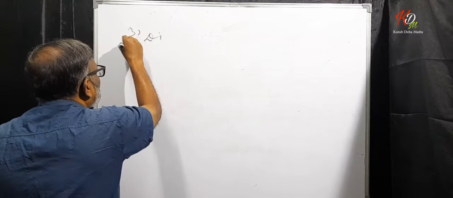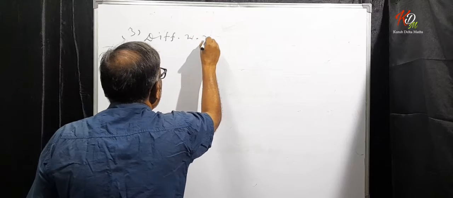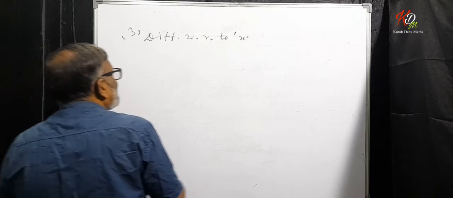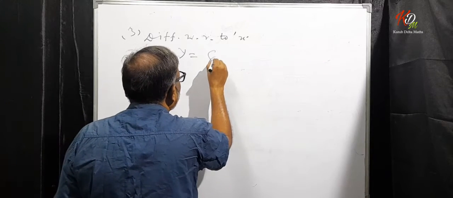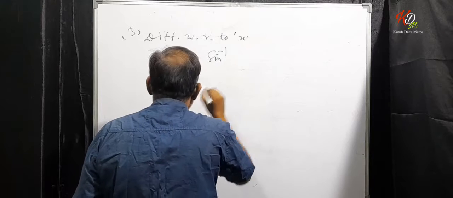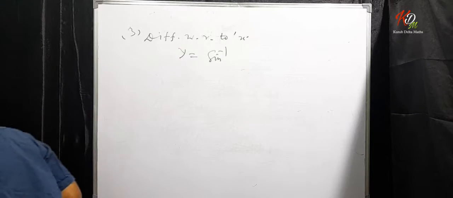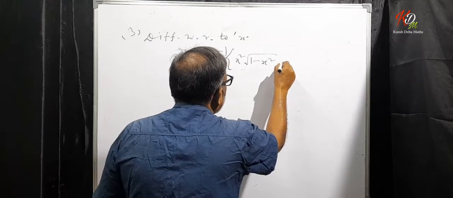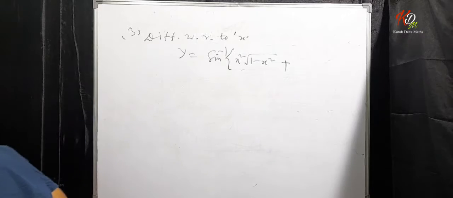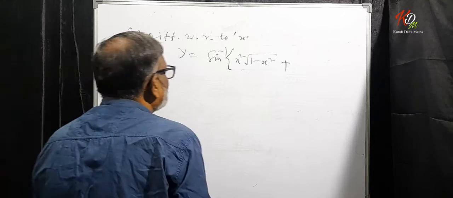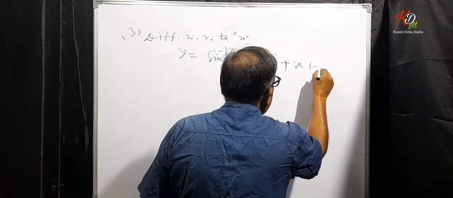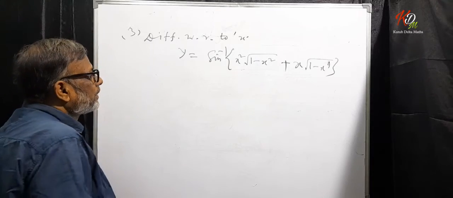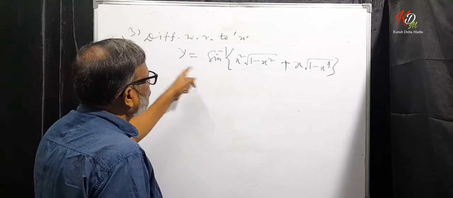Differentiate with respect to x: y equal to sin inverse of (x square root under 1 minus x square plus x root under 1 minus x4). Differentiate with respect to x.